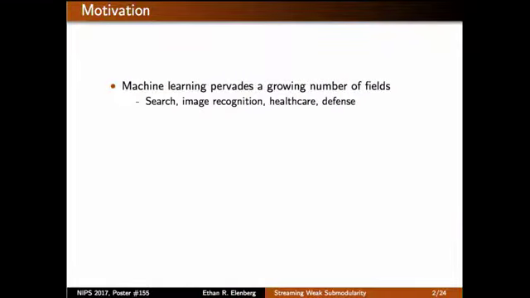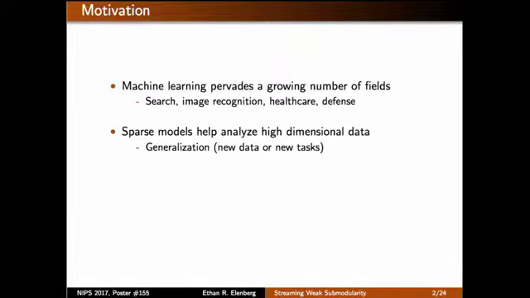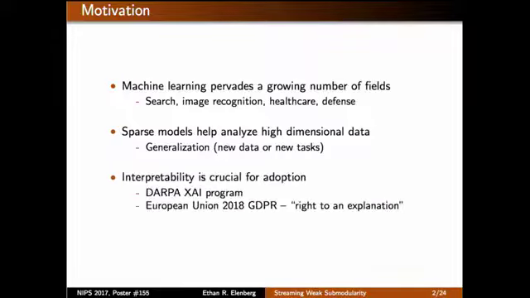So machine learning has quickly taken over a number of fields, things like web search, image recognition, and now it's poised to transform additional areas like healthcare, automobiles, and defense. In particular, sparse machine learning models are very useful for making high-dimensional data easier to analyze. And this results in models that are fairly easy to understand and more generalizable to new data and even new tasks.